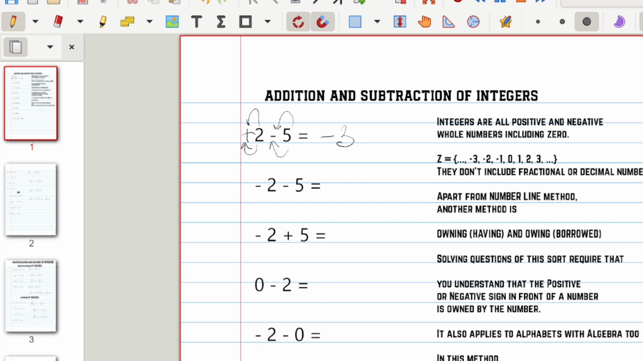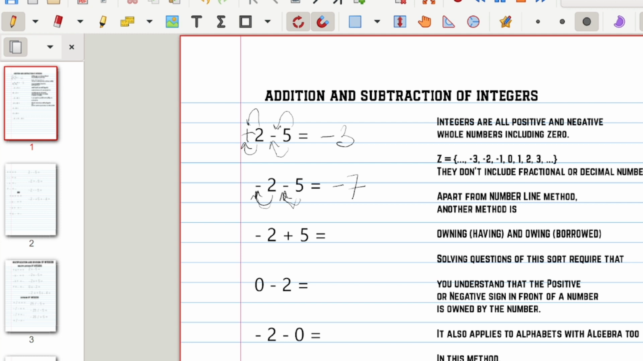The second question is -2 -5. I mean, the 2 owns this minus, and this 5 owns this minus. -2 means you're owing 2 pencils, you're still owing 5 pencils. You're owing a total of 7, so you have -7.